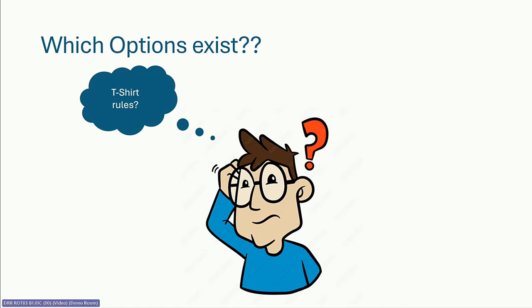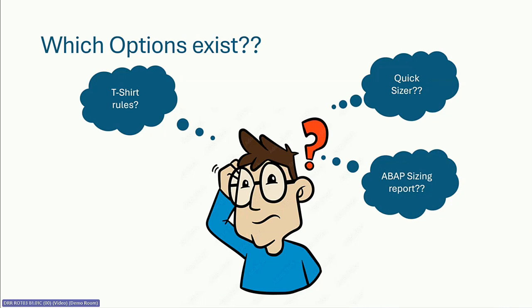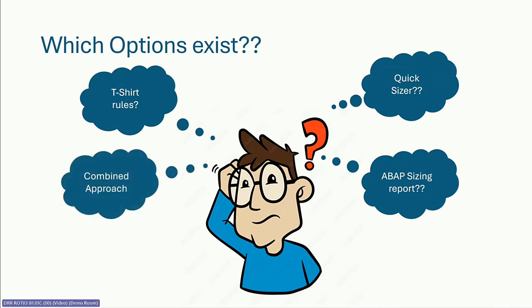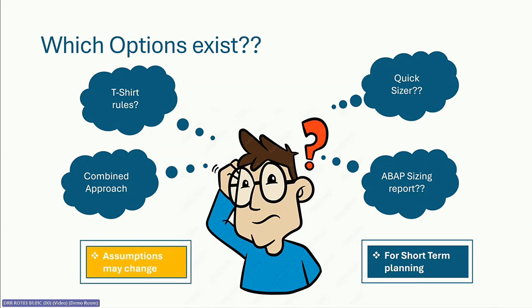So, which options do we normally have when we talk about making sizing estimations for HANA? Some t-shirt rules, maybe Quick Sizer, a web sizing report, or maybe a combined approach depending on which phase of the project you are in. Of course, they are all good options depending on the context and the situation you are in. However, they are just meant for the short-term plan. People tend to rely on these results for the long term, ignoring the need for sizing estimations. But the key part here is that the assumptions may change. So how do we tackle the change in assumptions as the business keeps running on your HANA systems?